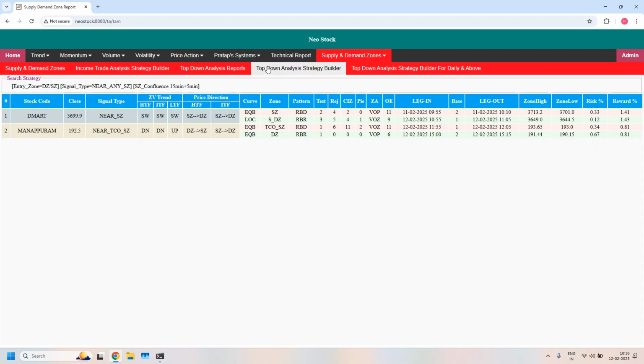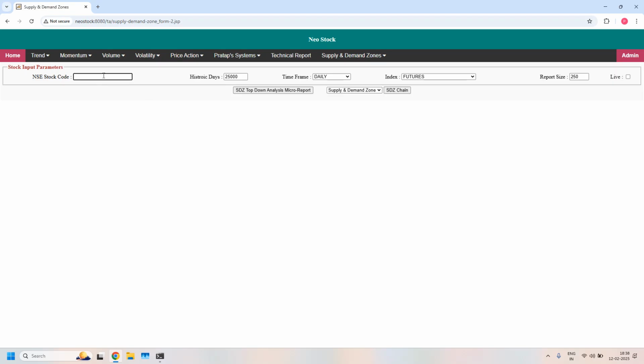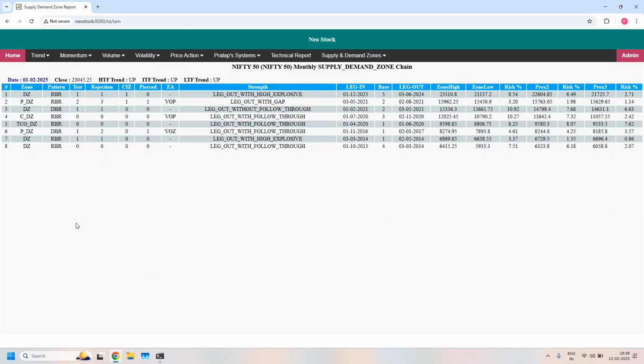Next, we will identify NIFTY, BANKNIFTY supply demand zone chain reports. Let me start with the NIFTY 50 monthly supply demand zone chain. So this is a NIFTY monthly supply demand zone chain report. Always look into the zone column to find the high liquidity zone. Look into the pierced column to find the pierced zones. Always look into the LTF trend to find the trend of the current time frame you have selected. Similarly, apply the same rules for the remaining supply demand zone chain reports.